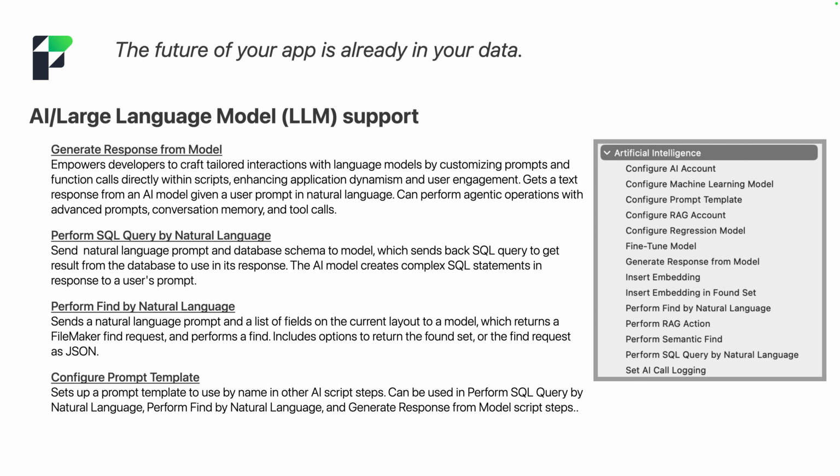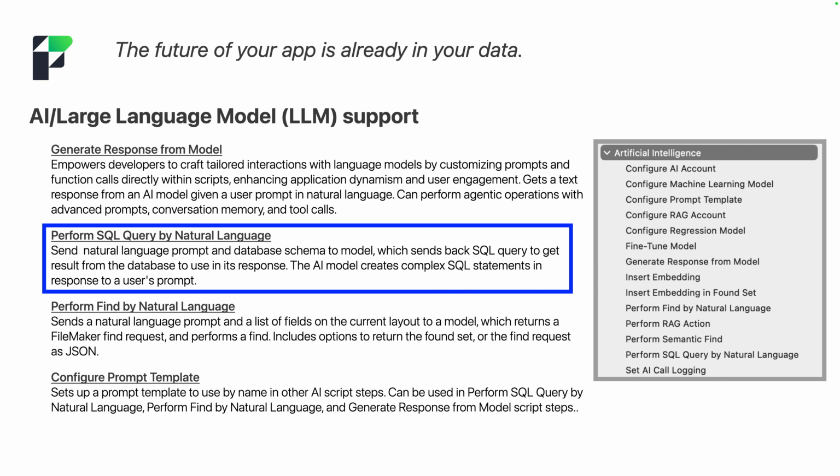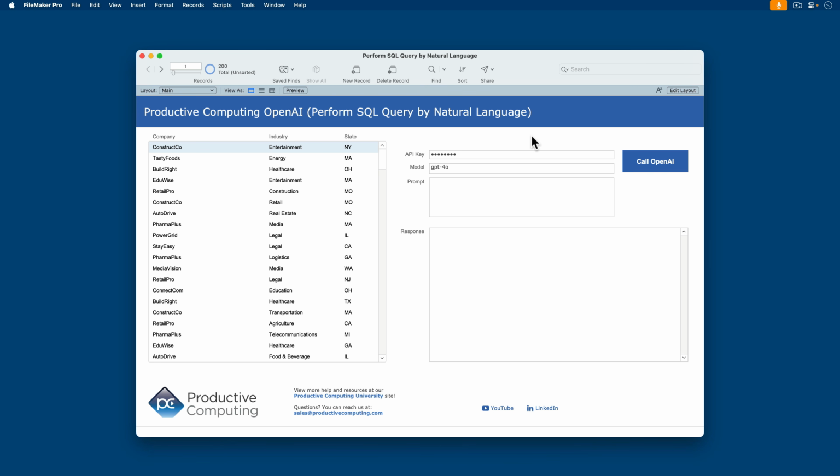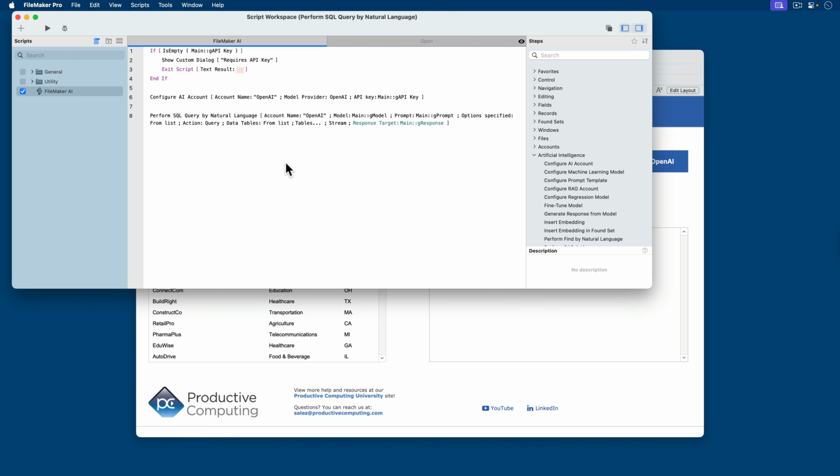Now let's take a look at a script step called Perform SQL Query by Natural Language. So for this example, we'll use the exact same file. However, I've changed the providers to OpenAI, a different model, and of course a different API key. Now in this case, this is a different script step which provides some interesting options. It allows you to use natural language to create the actual SQL query that you would need in order to prompt this, but it does so behind the scenes. There are several options in this script step. We'll look at a few of them here.